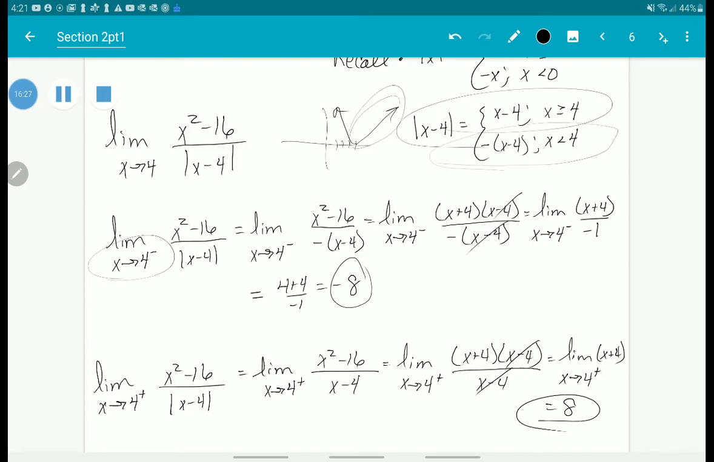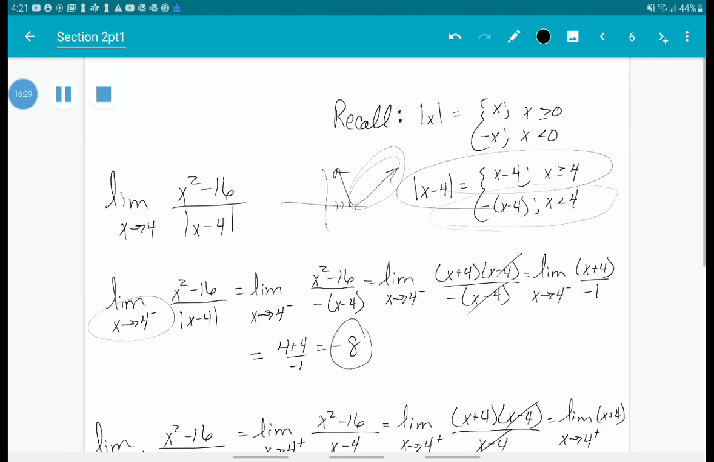This one is a little tricky to do algebraically because you've got to use that idea of how can I rewrite absolute value in terms of a piecewise function. But we could get the same answer algebraically or by using the graph.